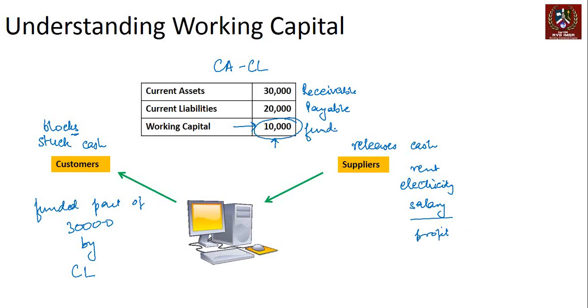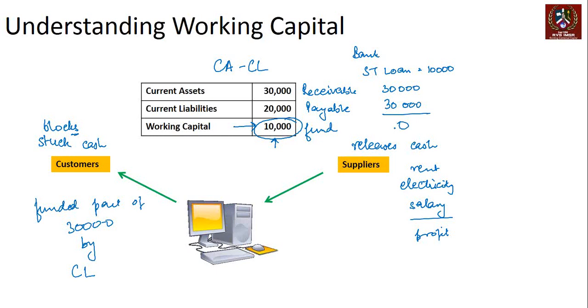Now, what are the ways I can fund this 10,000? One of the ways is I can go to a bank and take a short-term loan of 10,000. If I take a short-term loan of 10,000, current liabilities will become 30,000. So 30,000 of current assets, and 20 plus 10, that's current liability, becomes 30,000, which leaves my working capital requirement as zero, right?